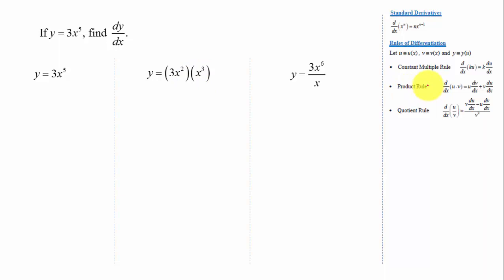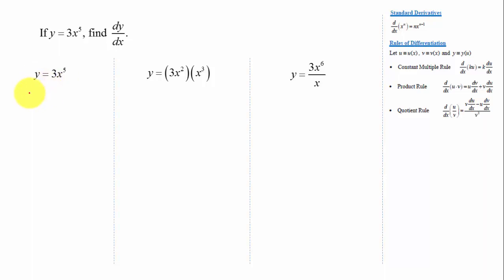I can also rewrite y as 3x to the power of 6 divided by x, which still gives 3x to the power of 5, and differentiate from there. The purpose of this is to illustrate the use of the quotient rule. Let's look at the first case. y equals 3x to the power of 5. How do we differentiate this expression directly?